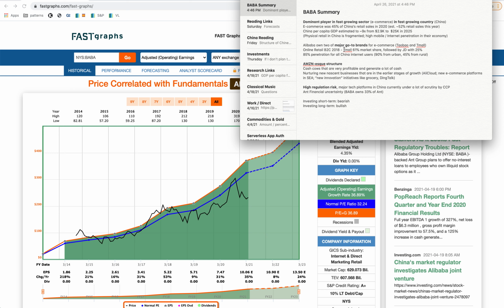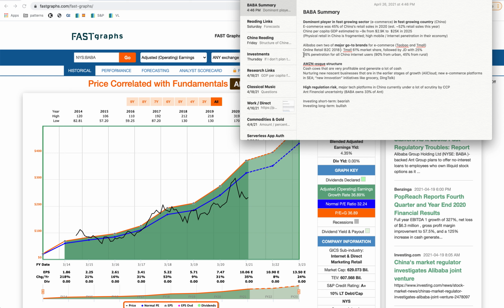Just to illustrate that a little bit, looking at B2C alone, the stat is a couple of years old, from 2018, but it shows market share of 61% for Tmall, and then JD, which is another e-commerce player, has around 25%. So I think that's a really good place to be, especially if you're investing in this company.